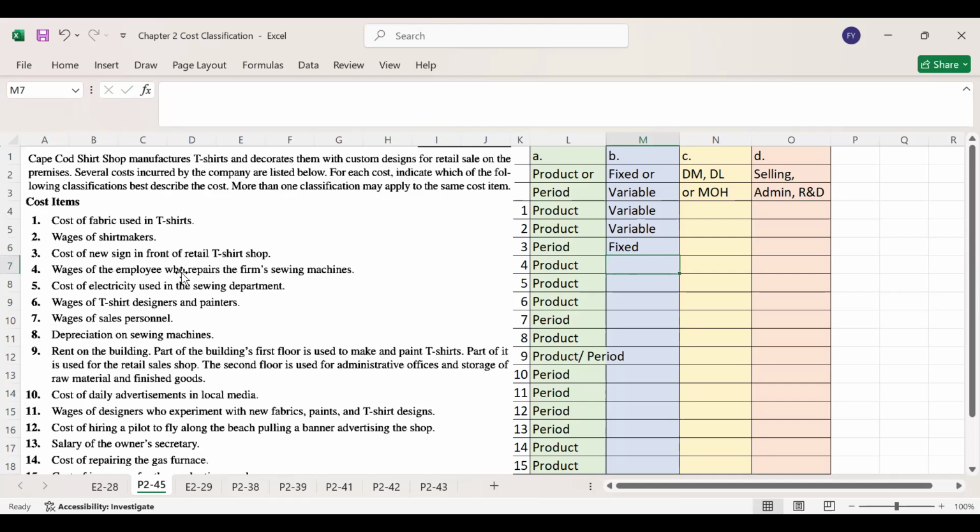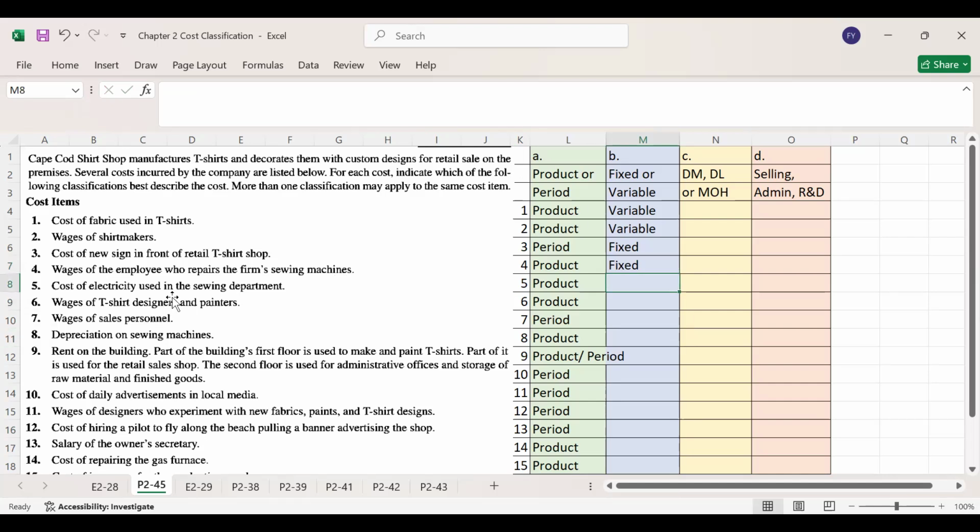Then wages of the employee who repairs the firm's sewing machines. So the wages of the employee who repairs the machine are basically a fixed cost because this is routine. We assume that this is routine repair and maintenance. So for routine repair and maintenance, the wages would be a fixed cost.